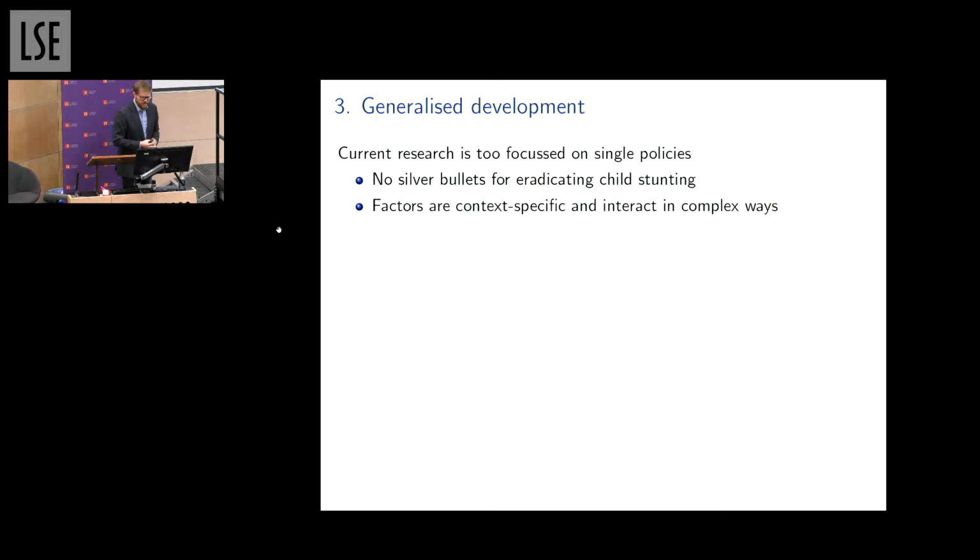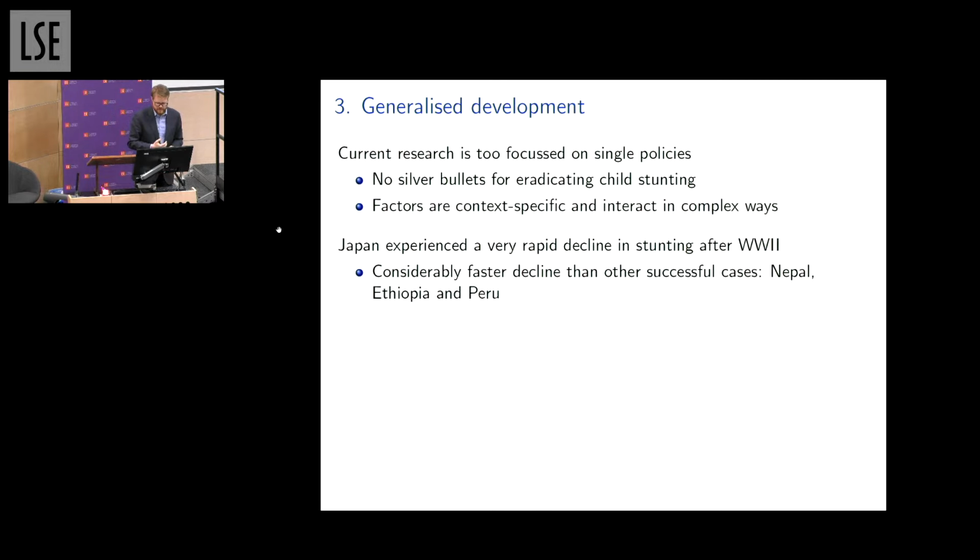All right, final point. I think in general, and certainly this is a wider critique of economics, I think that the path of economics that has gone forward is that often current research is very, very focused on single policies or single interventions. And what I think we find for child stunting is that there's no silver bullet, right? These factors are context specific and they interact in really complex ways. And so we shouldn't be looking for the intervention that's going to make this happen. This is a process of generalized development.